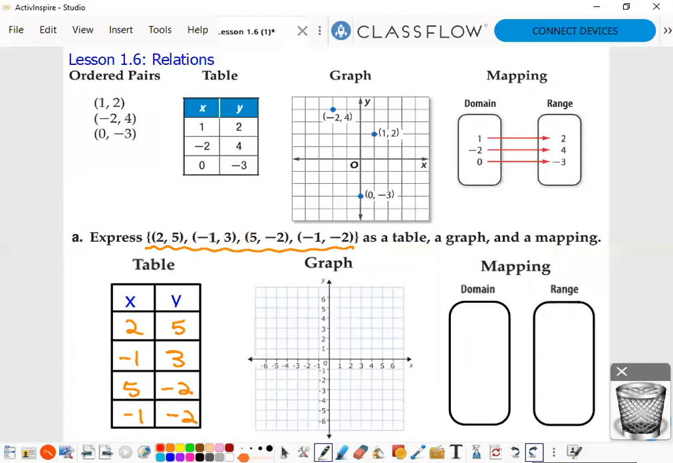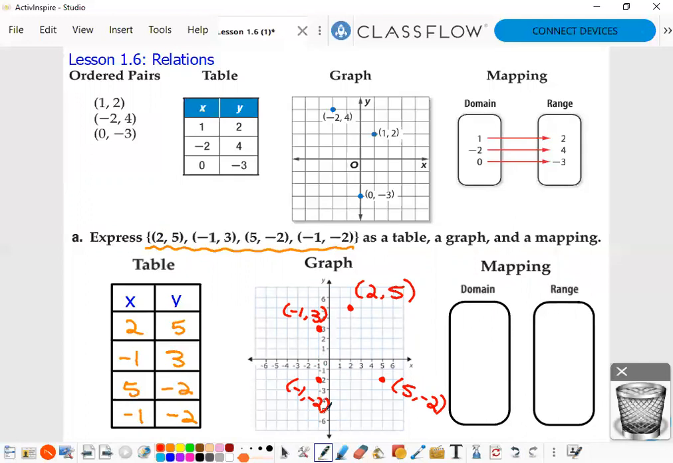The graph, again, hopefully you remember how to graph. So 2, 5 is telling me to go right 2, up 5. I'm just going to label this as 2, 5. Then I have -1, 3, left 1, up 3. -1, 3. Then I have 5, -2, right 5, down 2. And then last but not least, I got -1, -2. So there's our points all plotted. So our graph is filled in.